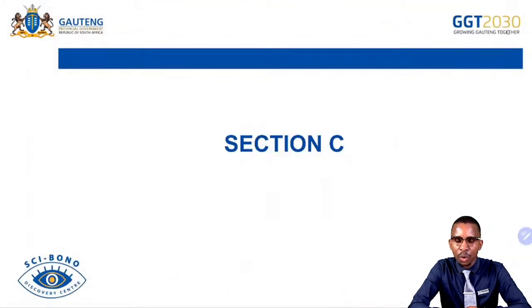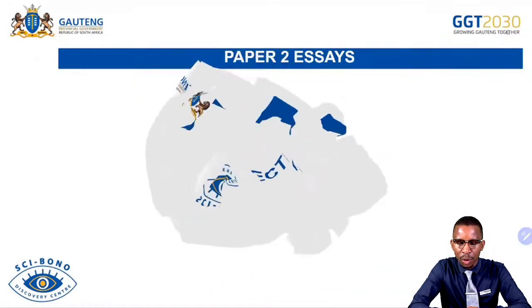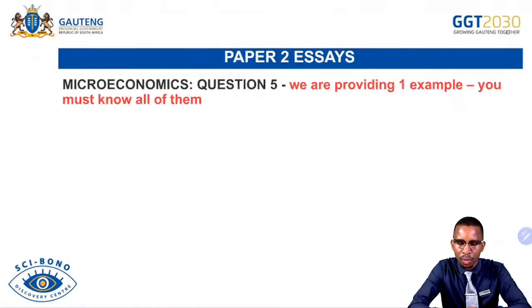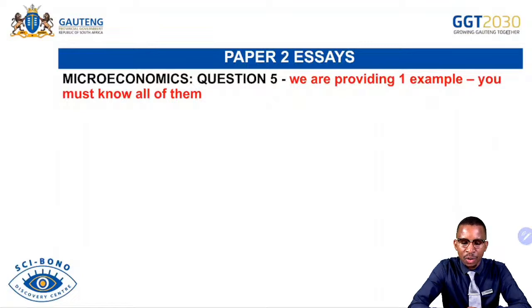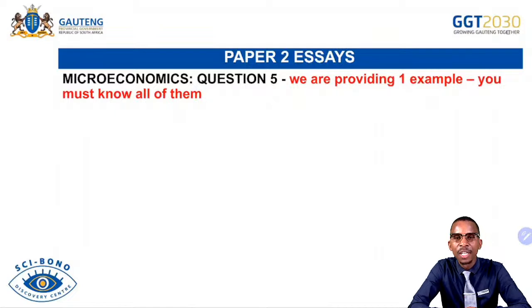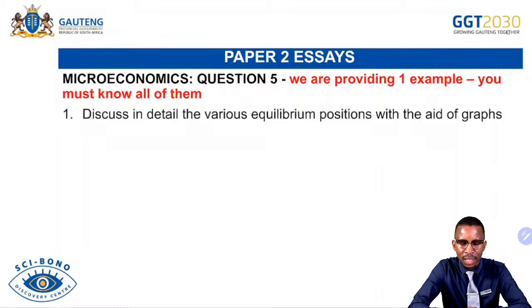And now we go to section C. Let's see what we have in section C for you. We give a list of essays that are possible for you, and then we have question 5 and question 6. Remember, question 5 is macroeconomics, and question 6 is economic issues. The first one will be discussing detailed various equilibrium positions with the aid of graphs under the perfect market. In that case, you must be able to draw those graphs, 3 of them, and explain.